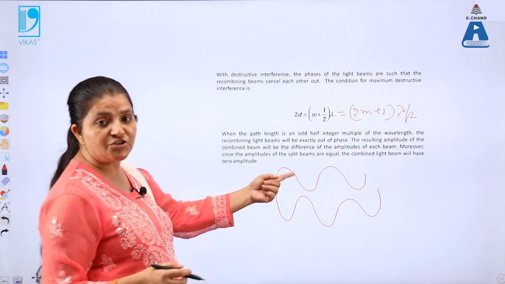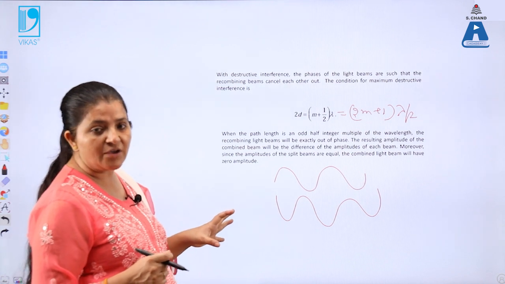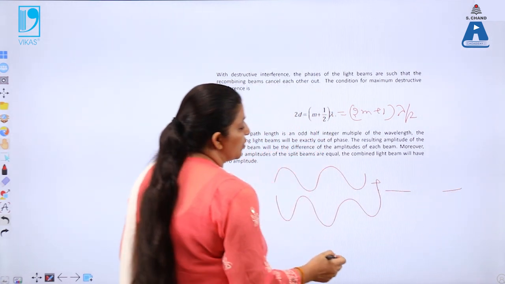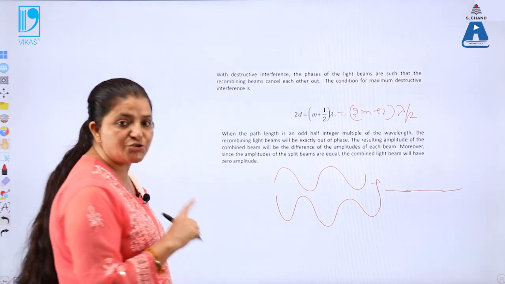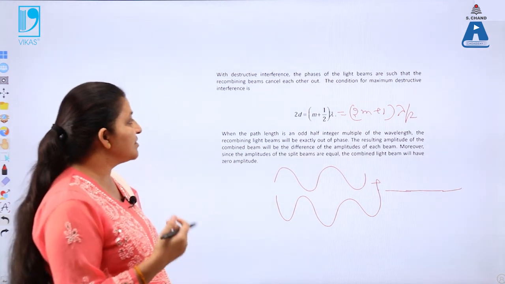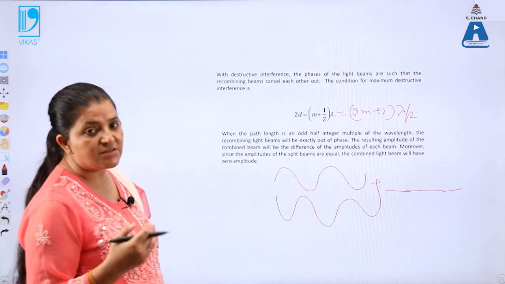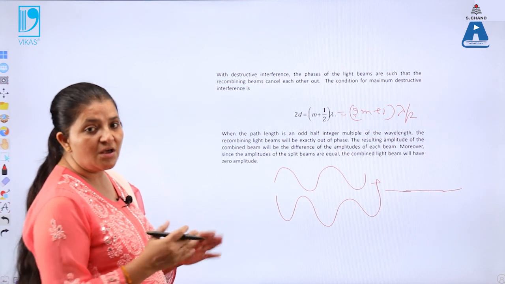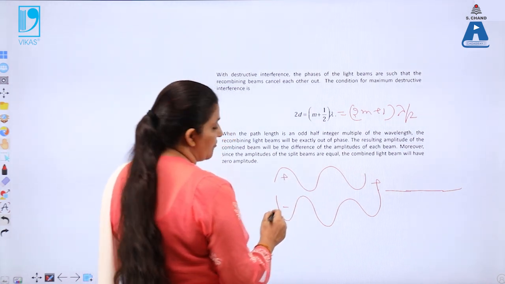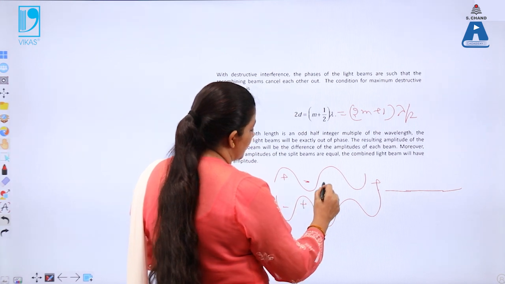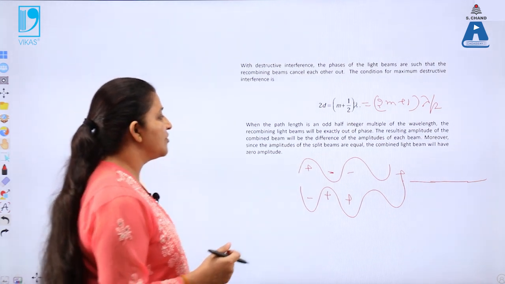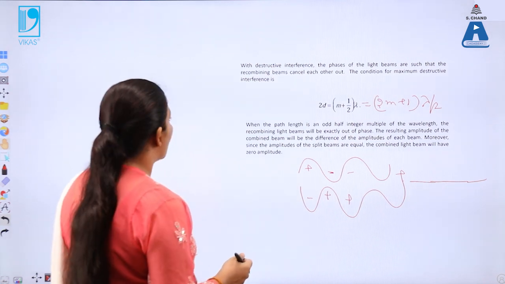When the two rays combine, we get a ray with zero amplitude. Why is the amplitude zero? Because these two rays superimposing on each other have the same amplitude, but the phase between them is 180 degrees. So the two waves combine with amplitudes plus A and minus A. The maxima of one fall on the minima of the other, and the minima of one fall on the maxima of the other. When you add up these two rays, you get a ray with zero amplitude. So this is the condition for dark.